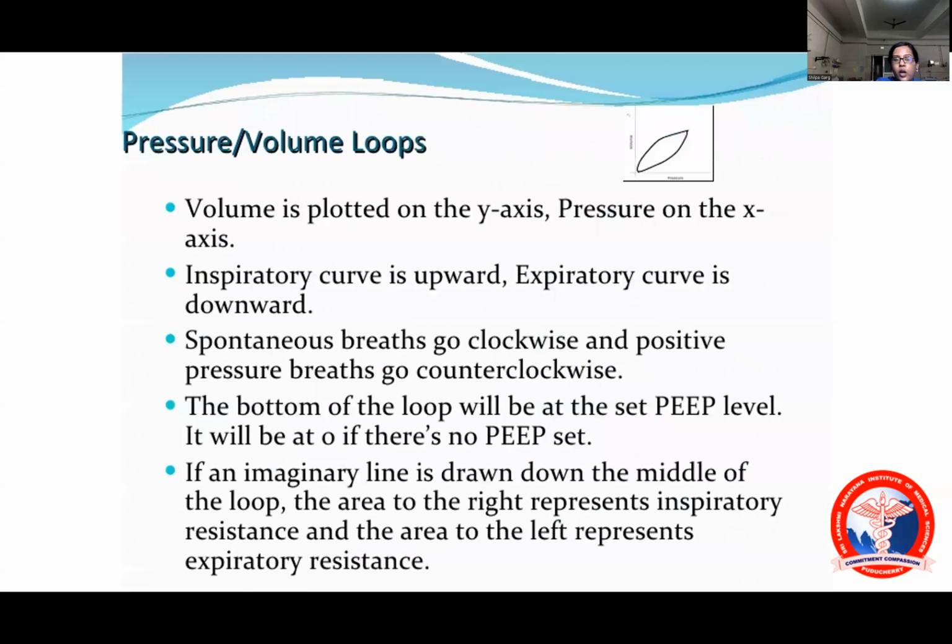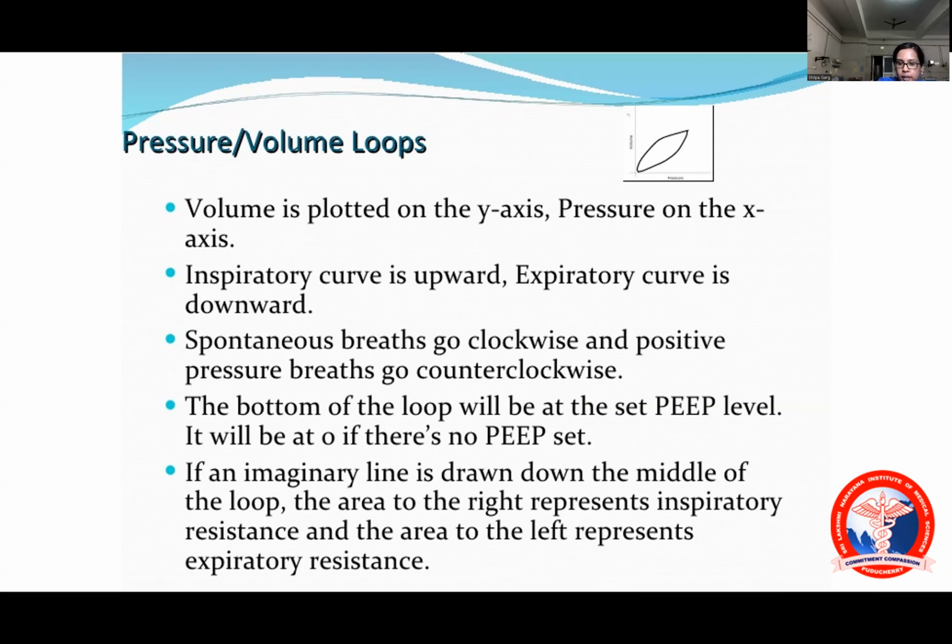Pressure volume loops. Volume is plotted on the y-axis here, and pressure on the x-axis. As we saw, in loops there is no time component; it is plotted against one another: volume, pressure, or flow. So in pressure volume loops, volume is on the y-axis and pressure on the x-axis. The inspiratory curve will be upward. Look at this picture. And the expiratory curve is downward. So spontaneous breaths go clockwise and positive pressure breaths go counterclockwise.